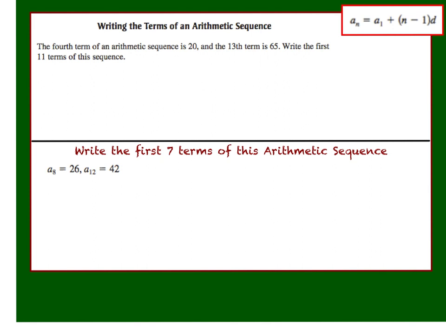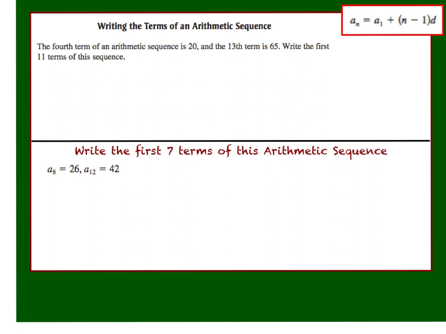The fourth term of an arithmetic sequence is 20, and the 13th term is 65. Write the first 11 terms of this sequence. Now, the wise man said that there are many ways to Tampa. However, over the years, I've come to the conclusion that some ways are better than others. So I'm going to show you a way. Does that mean it has to be the way? I just think it's the easiest way to do these things.